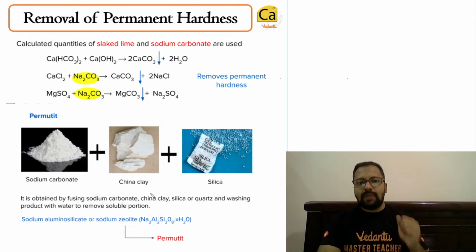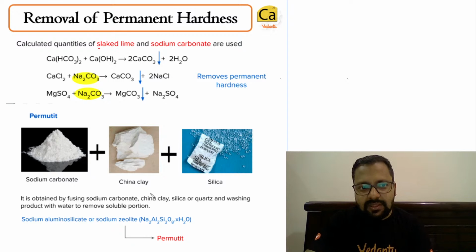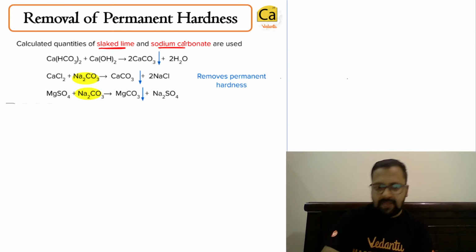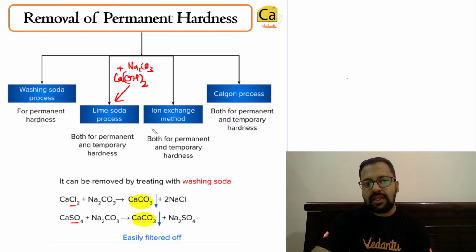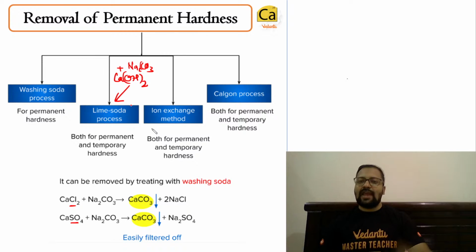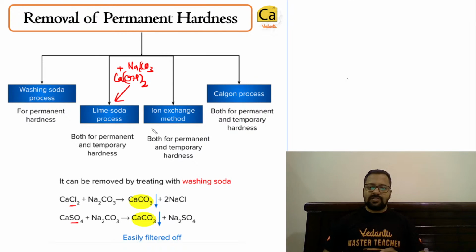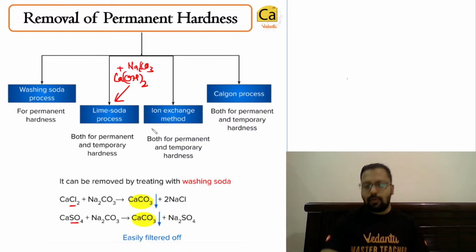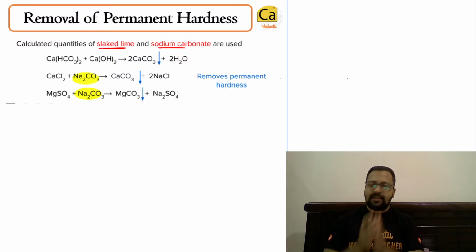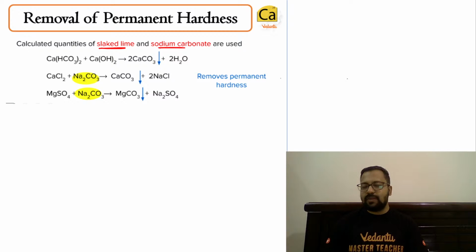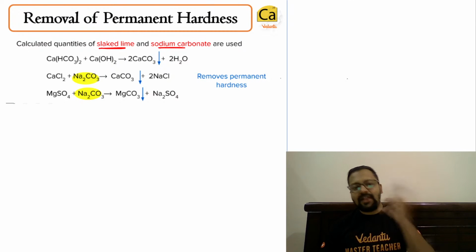There is the next method. So the second method is slaked lime plus sodium carbonate. The lime soda process means we use calcium hydroxide plus Na2CO3, a mixture of the first one and the lime process. So we calculate a certain amount of slaked lime and sodium carbonate, add it, and convert the bicarbonate into carbonate, the chloride into carbonate, and the sulfate into carbonate.